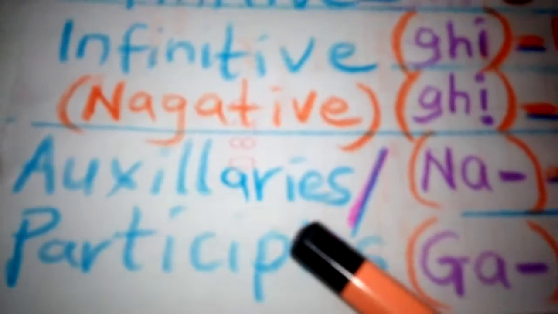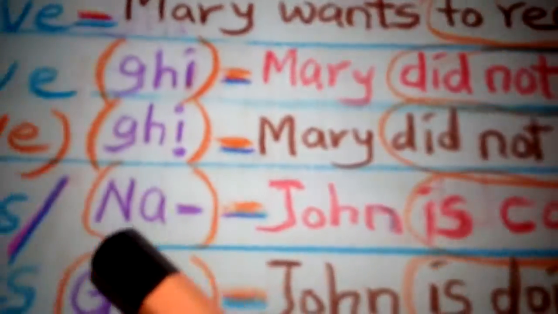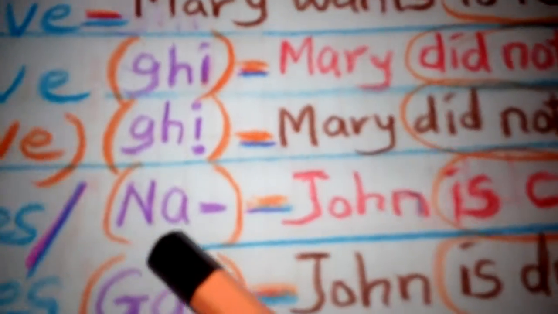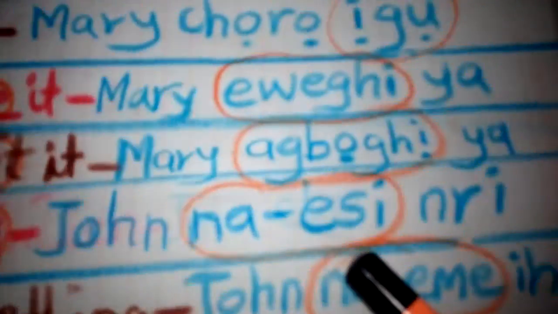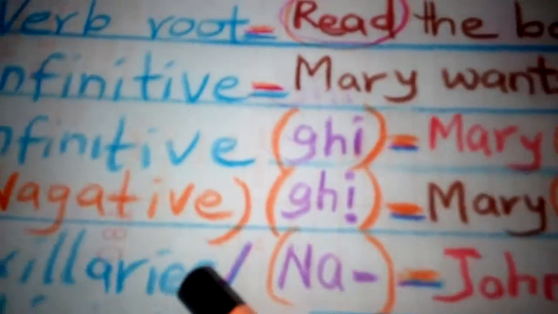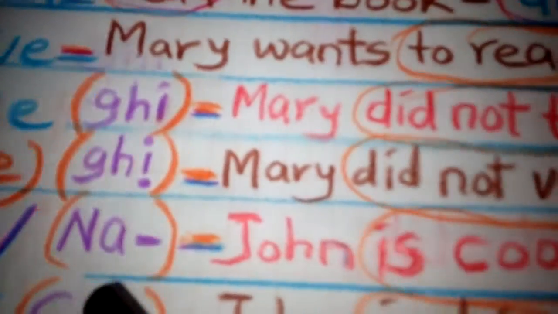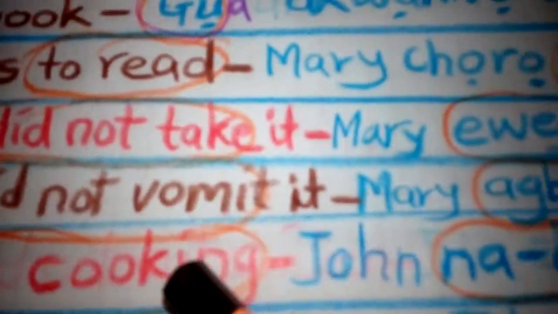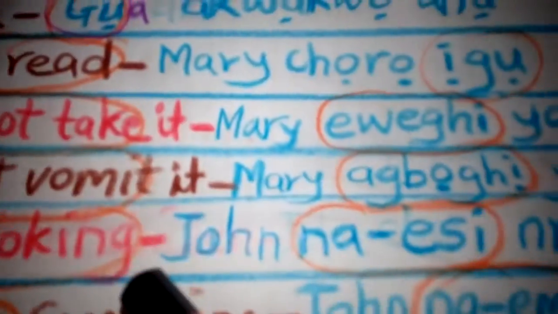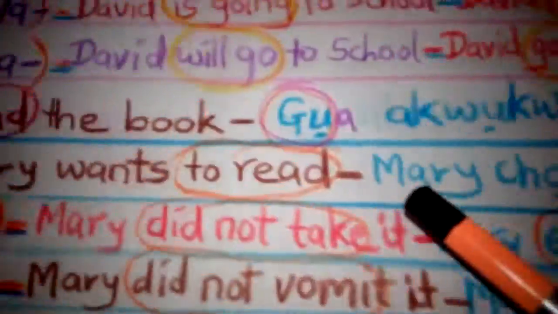Auxiliary and participle, example of our auxiliary and participle: na and ga, with hyphen. Remember? John is cooking. Na is. Na eme. John is cooking. John na-esi. John na-esi. So that is it.